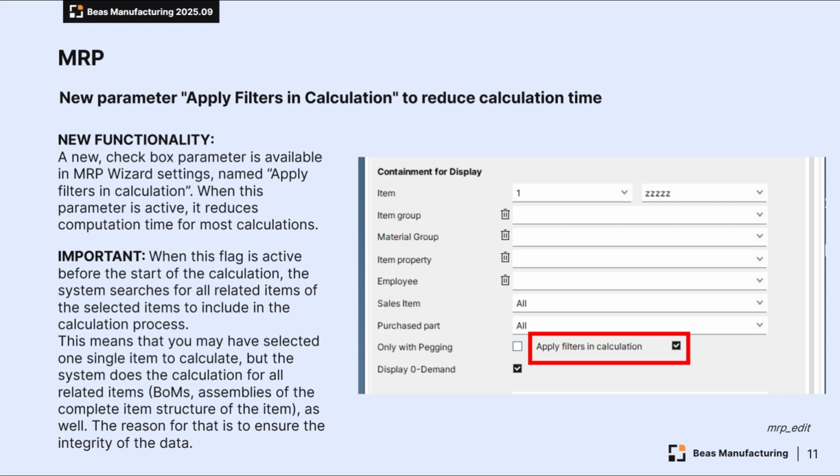Please note that when this flag is active, before the start of the calculation, the system searches for all related items of the selected items to include in the calculation process. This means that you may have selected one single item to calculate, but the system does the calculation for all related items, bill of materials, assemblies of the complete item structure of the item as well. The reason for that is to ensure the integrity of the data.